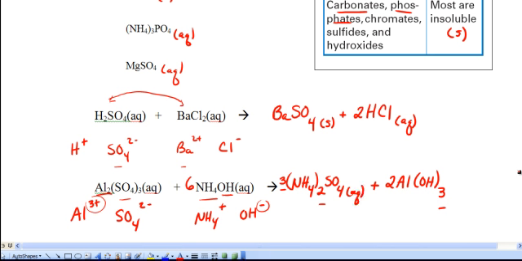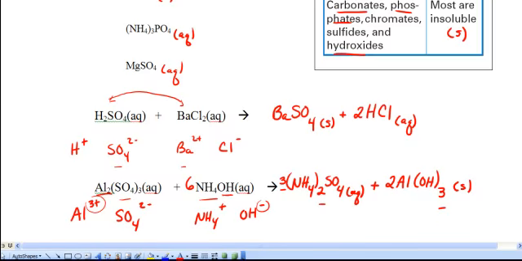With the aluminum hydroxide, the very last rule is that hydroxides are not soluble. They tend to be solid. Aluminum has no rule, so we have to go with the hydroxide rule, so we'll put an S behind that. So this is also a precipitation reaction. The aluminum hydroxide will precipitate out. Alright?